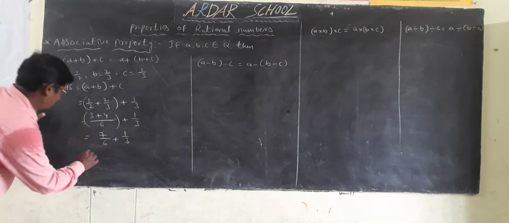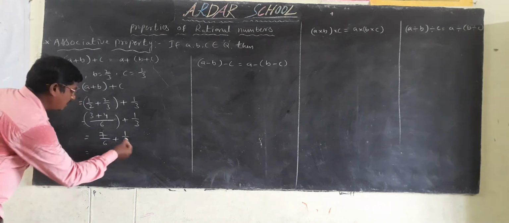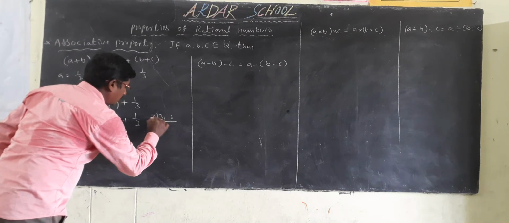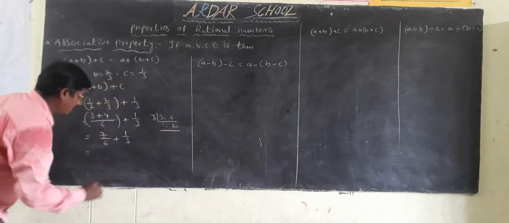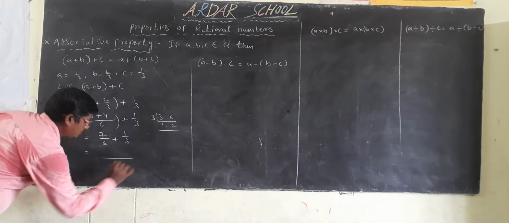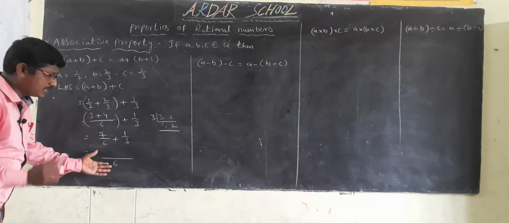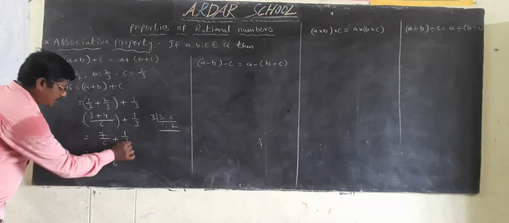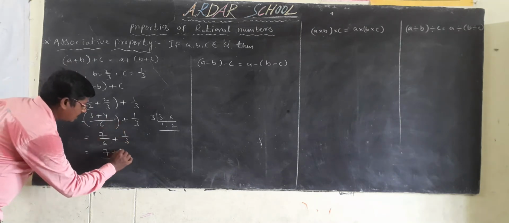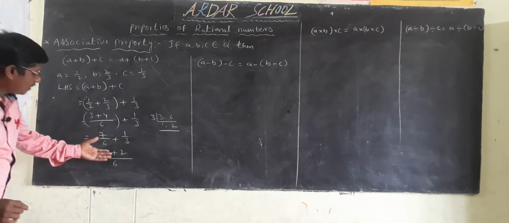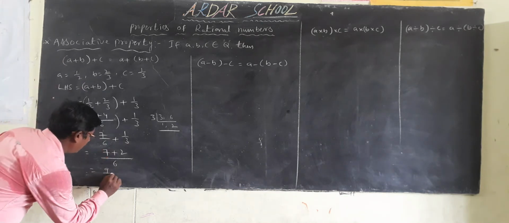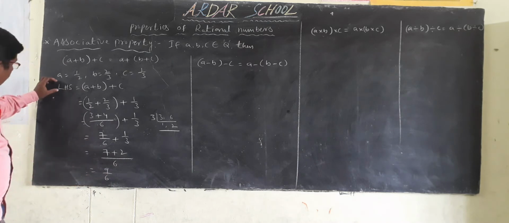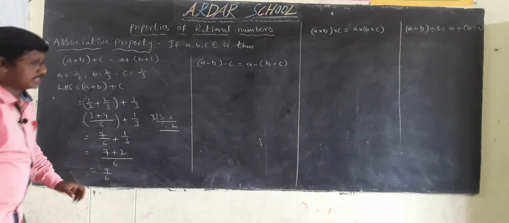Again we have to find the LCM of 6 and 3. What is the LCM? 6. 6 1s are 6, 1 into 7, 7 plus 3 2s are 6, 2 1s are 2. That is 7 plus 2, 9 by 6. So LHS is 9 by 6.